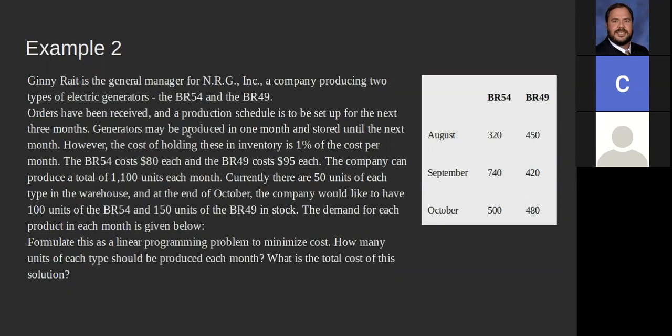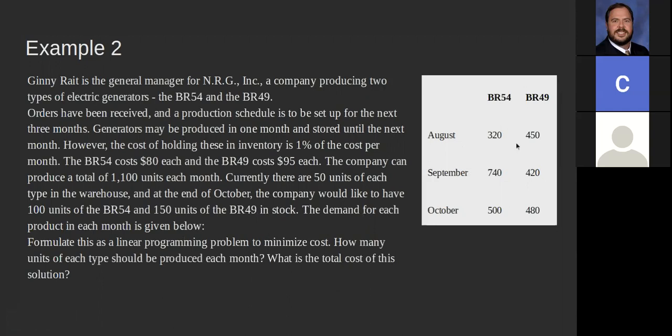The generators may be produced in 1 month and stored until the next month. However, there is a cost of holding these in inventory, which is 1% of the cost per month. The BR54 cost is $80 each, and the BR49 cost is $95 each. The company can produce a total of 1,100 units each month. Currently, at the beginning of our production schedule, there are 50 units of each type in the warehouse. And at the end of October, the company would like to have 100 units of BR54 and 150 units of BR49 in stock. The demand for each product is given over here on the side.